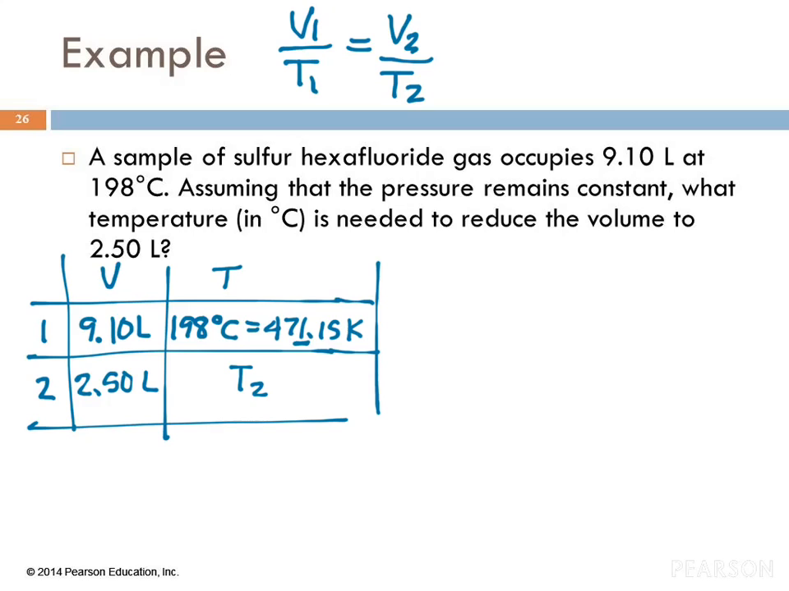Now we need to take our equation and rearrange it. V1 over T1 equals V2 over T2. This equation has fractions in it. Get rid of the fractions first, because we are solving for something that's in the denominator.